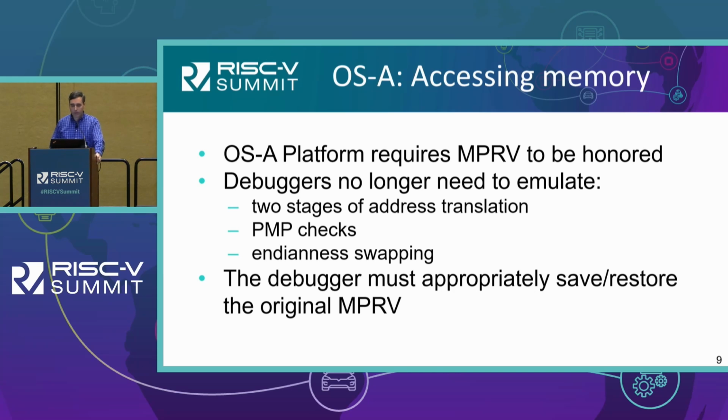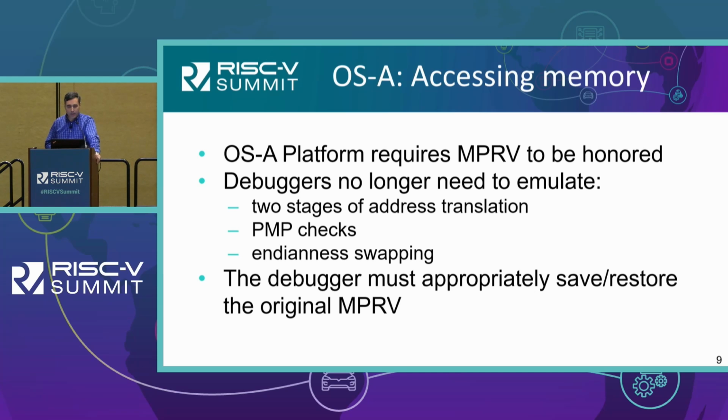Although the debugger needs to save and restore MPRV if it wants to do memory accesses, it saves a huge amount of emulation effort if the debugger wants to observe memory if it's, say, a user process, especially if it's running inside a guest virtual machine. Because if the H extension is supported, there are 2 stages of memory translation. There's PMP checks. The endianness of user mode can be different than the endianness of machine mode. There's a lot of different things.